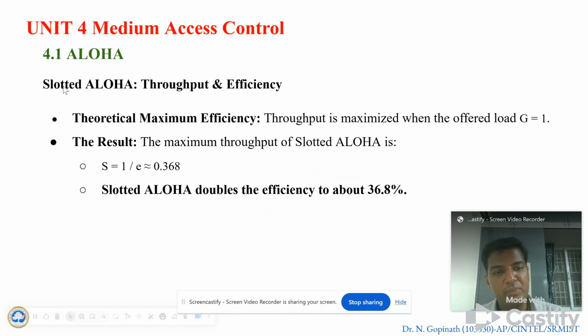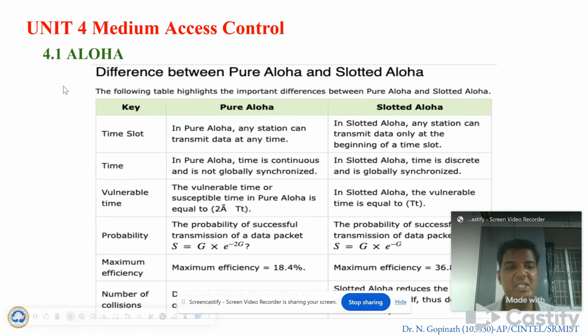Slotted Aloha's throughput and efficiency. Here, the slotted Aloha's efficiency is about 36.8 percent. Previously, it was around 18. So the enhanced version of pure Aloha, that is slotted Aloha, is providing us double the efficiency, which is about 36.8 percent. So here is a major difference between pure Aloha and slotted Aloha, which is given in a tabular format for your reference.